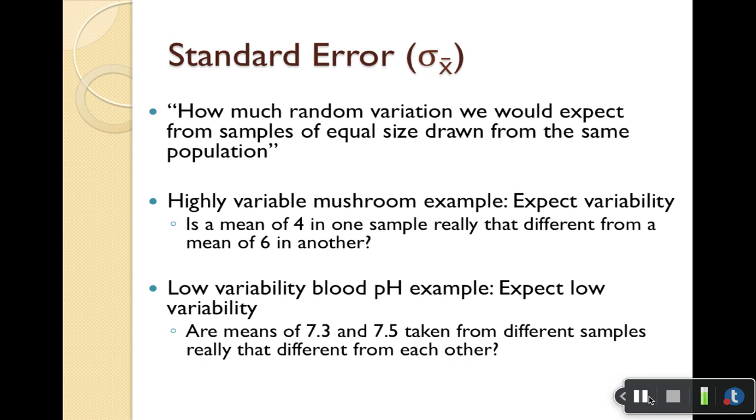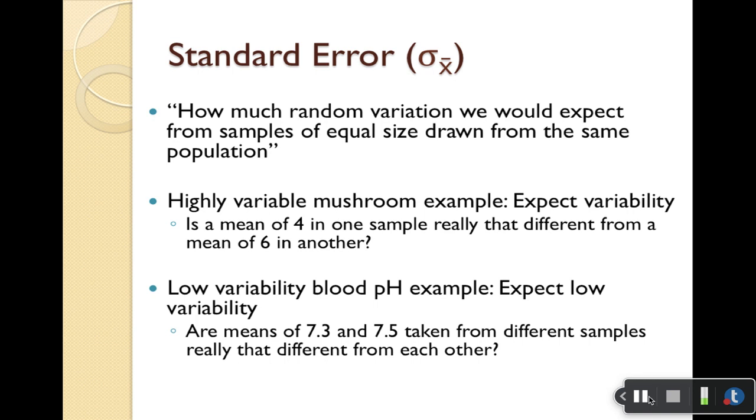So the amount of variation that we would expect from samples might depend on a couple of different factors. For example, if you take mushrooms, mushrooms come in a wide variety of sizes. There's little teeny tiny ones, there's great big ones. So in this case, we would expect a great deal of variability if we're taking groups of different mushrooms together, averaging them, and plotting those means. So we would question whether a mean of 4 in one sample of mushrooms is really different from a mean of 6 in another, because there's so much variability.